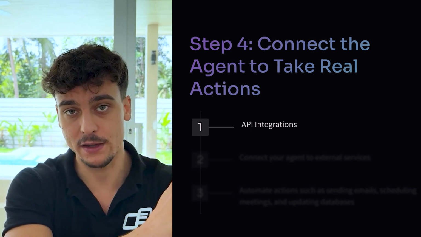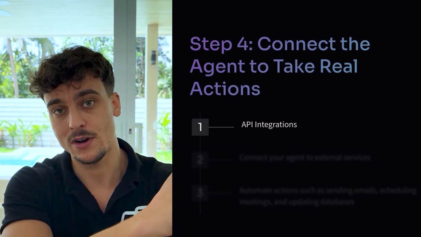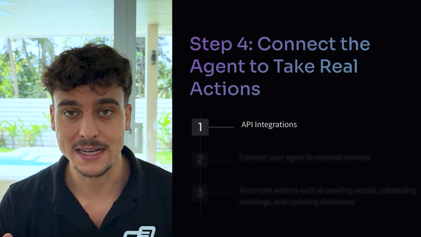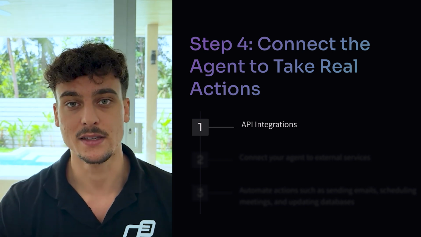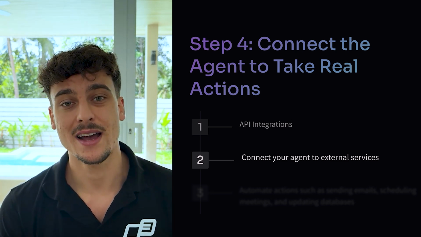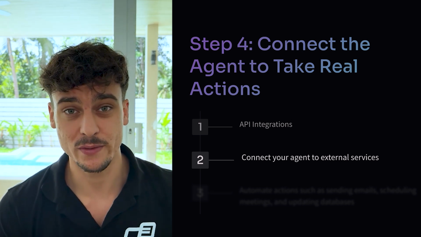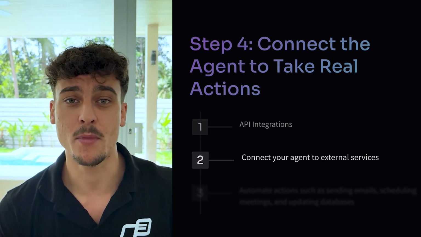So instead of giving information to the CRM, it sends a message and then the CRM sends a message back. That is how API calls work, and you need API integrations in order to build effective AI sales agents. By using API integrations, you can connect your AI sales agent to external services. I already mentioned the CRM as an example, but it can also be an email marketing tool.